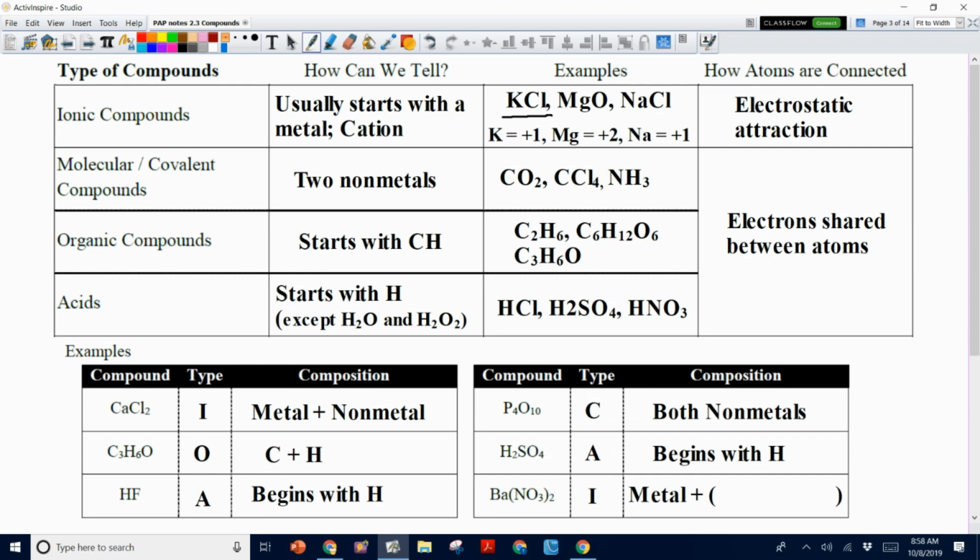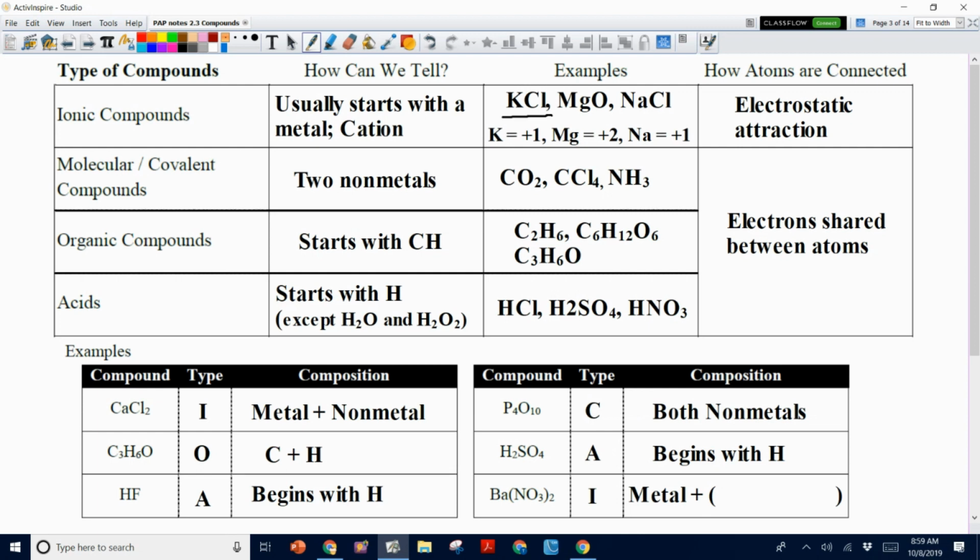So you have a metal and a nonmetal combining together. That's what an ionic compound is. And how do those atoms connect to each other? Well, since potassium has a positive 1 charge and chlorine has a negative 1 charge, the opposite charges attract and they stick together. It's called electrostatic attraction between those. So that's how those stick together when they form ions.